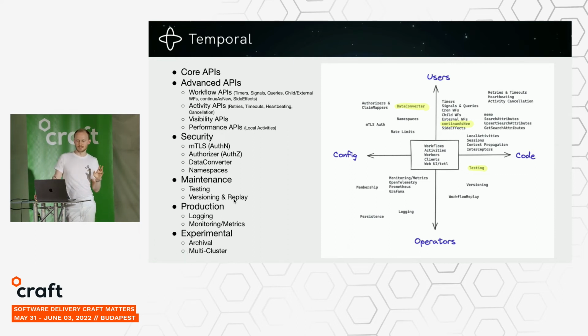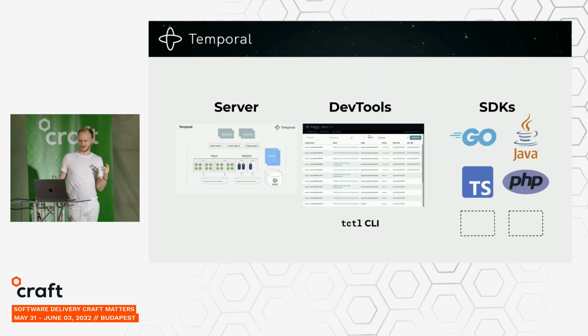For debugging, you can save the event history of a workflow and replay it locally, like with the debugger, using a local worker on the same version of the code. In production, we can do logging. We do OpenTelemetry tracing and metrics, and then there's an archival feature for moving old workflows from this live Cassandra to S3. And there's also multi-cluster, which we'll talk about later.